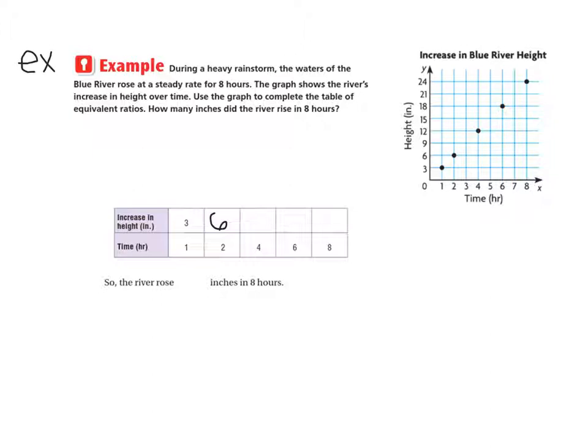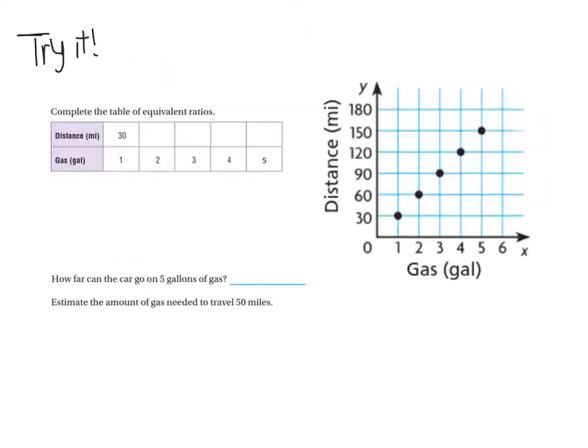24. So the question was, how many inches did the river rise in the 8 hours? And if we go across to 8 and up to the dot, then come back to the y-axis, it's 24. And if we filled in our table, we would also notice that same pattern. 4 was 12, 6 was 18, and 8 was 24. So the river rose 24 inches in 8 hours. So that's how you use graphs and equivalent ratios. Let's try the next problem.